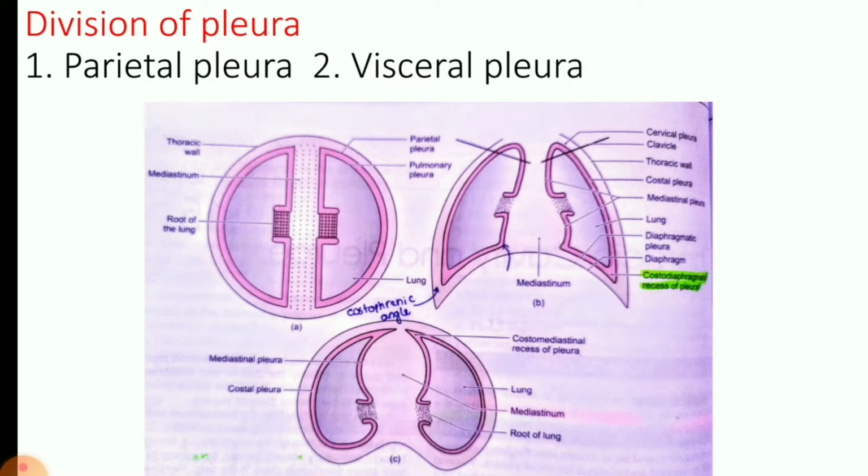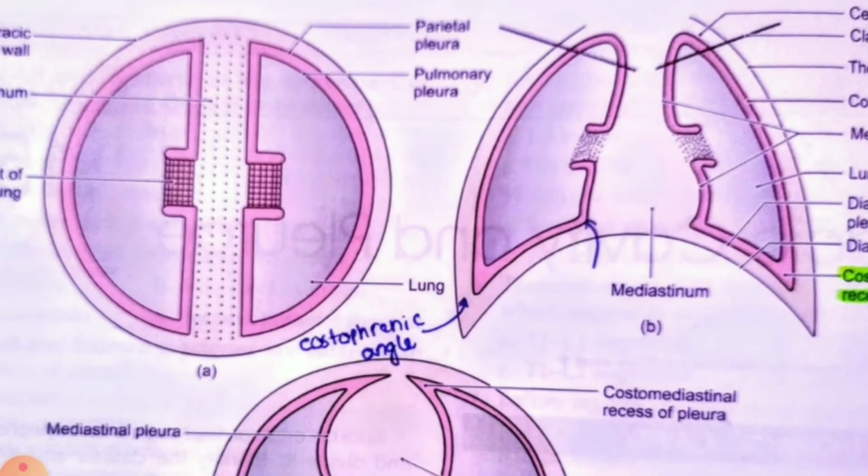What is the definition of parietal and visceral pleura? You remember that parietal pleura surrounds or forms the outer wall of the pleural cavity, covering the inner part of the thoracic wall. And what is visceral pleura? Visceral pleura is continuous throughout the walls, fissures and borders of the lungs, but it is discontinuous at the hilum of the lung.